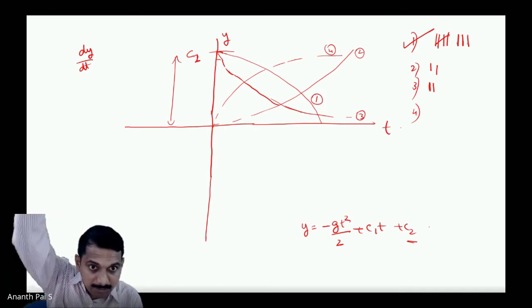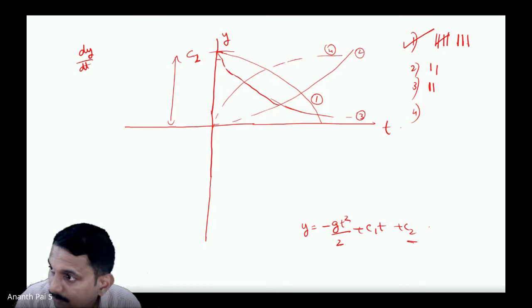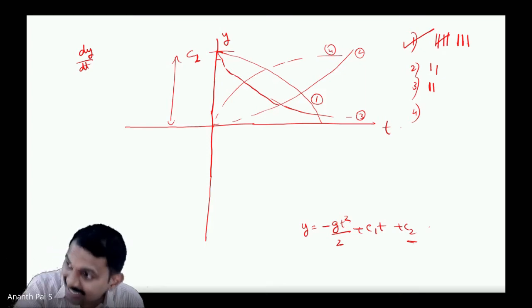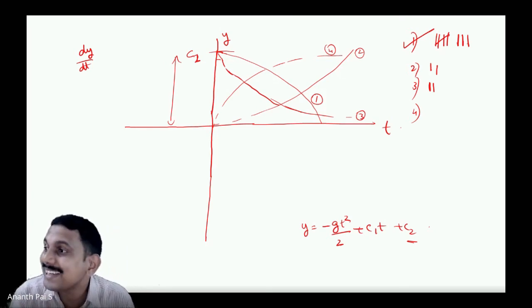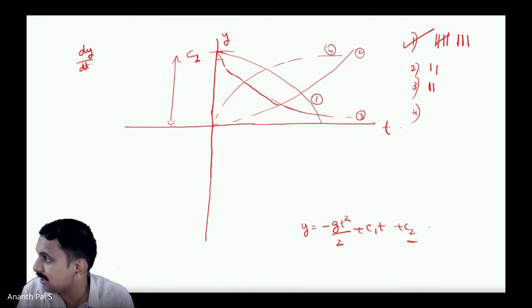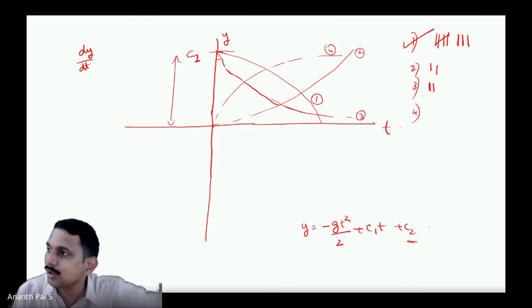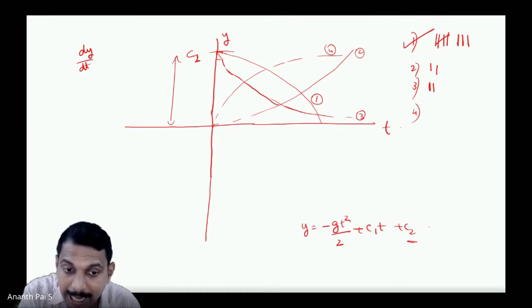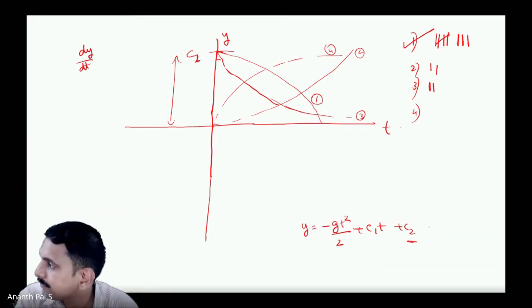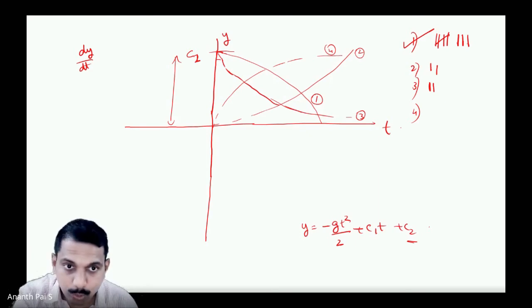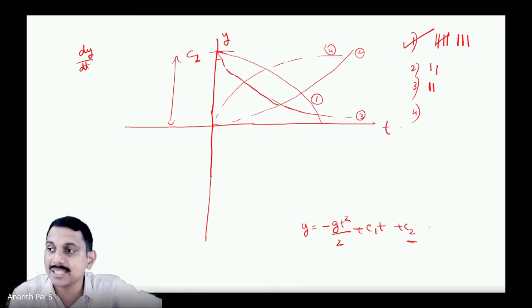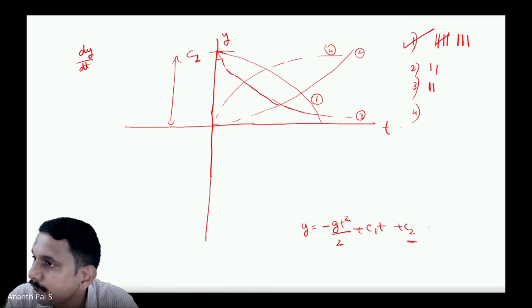So as it comes down, it accelerates, and the velocity slope increases. That is increasing in one. It's increasing in two also. But it cannot go up. It would have gone up if it were plus gt square. 2 would have been the answer if it was plus gt square. It's minus gt square, that's why 1 is the answer. I hope you're getting the point.